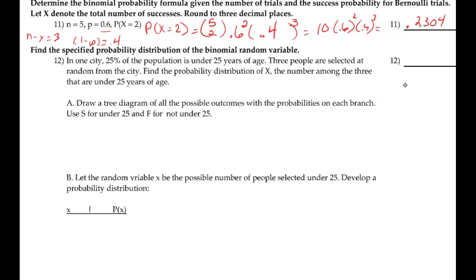So for this problem, in a city, 25% of the population is under 25 years of age. 3 people are selected at random from the city. Find the probability distribution, the number among the 3 that are under age 25. So there's a couple things. You do not need to draw a tree diagram for all the possibilities. If you did, it would be long.